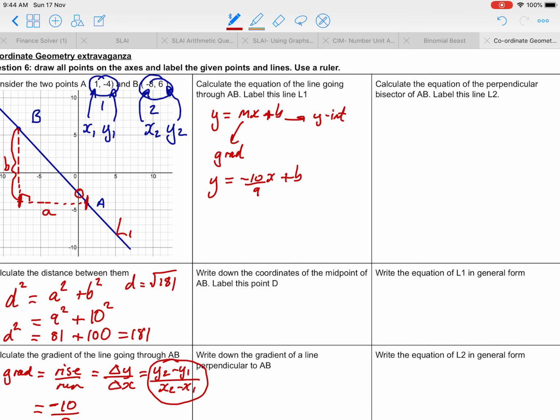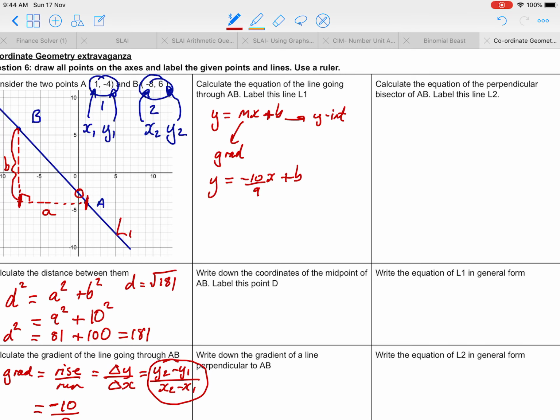Then I'm going to write down the final equation. y equals negative 10 over 9 x, and that'll be minus 26 over 9. Now, 26 over 9 is approximately 3. It's just less than 3. So when you go back here, it's a good job we didn't just think that was exactly negative 3, because it's just a bit less. So the actual equation is this one.